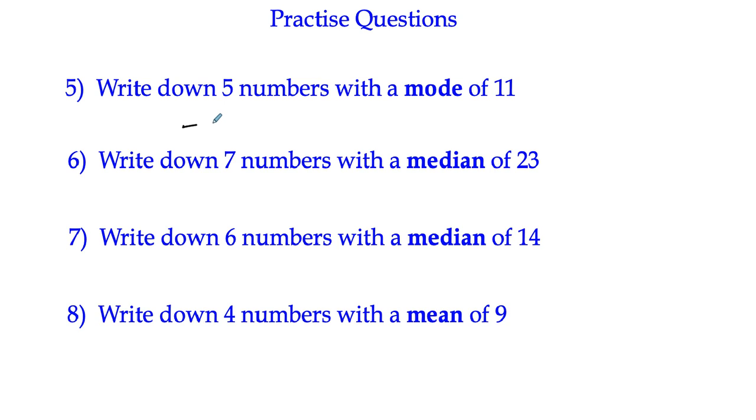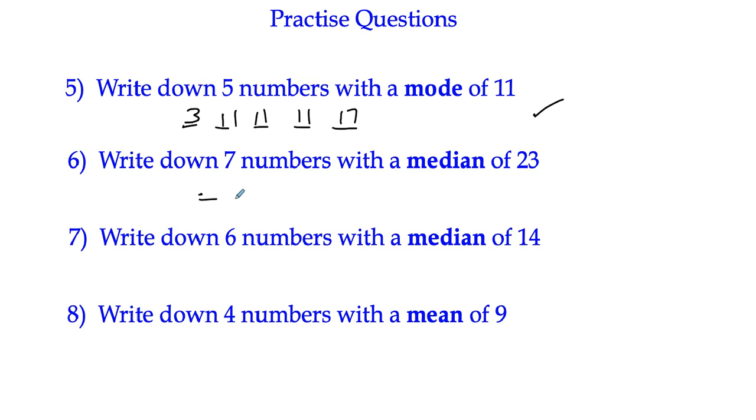Okay, so 5 numbers, 1, 2, 3, 4, 5, with a mode of 11. As long as the 11 is the most common number, it doesn't matter. I'll put 3 11s here, I'll put 17, and I'll put 3. Okay, so as long as you've got something like that, that's great. Number 6, 7 numbers with a median of 23.